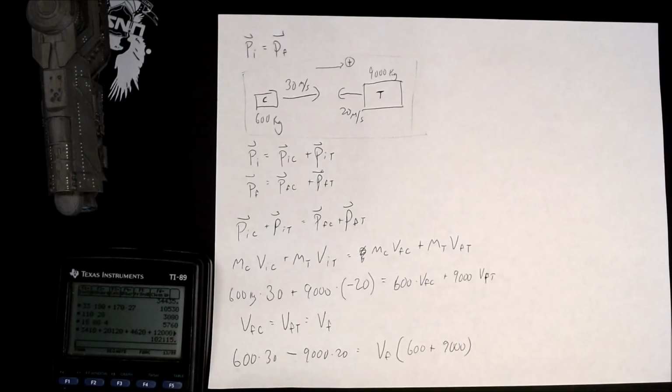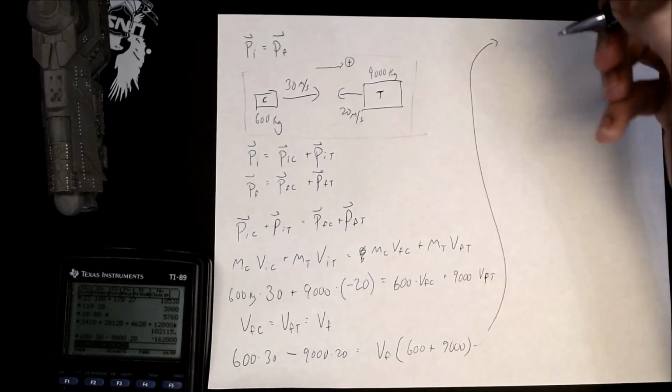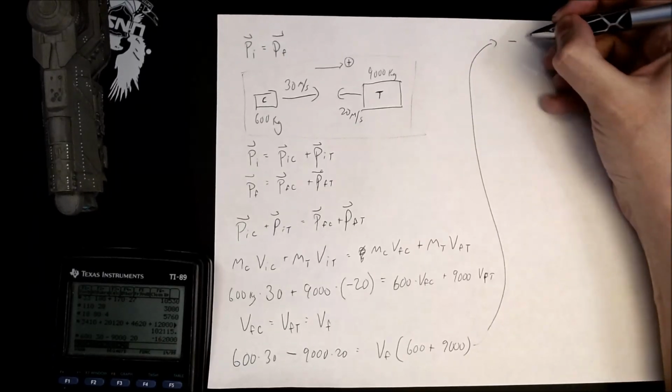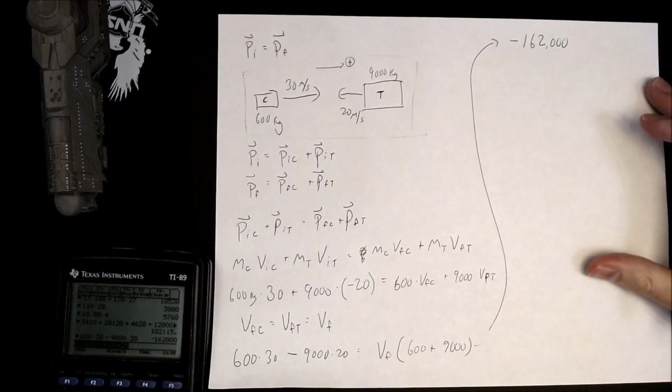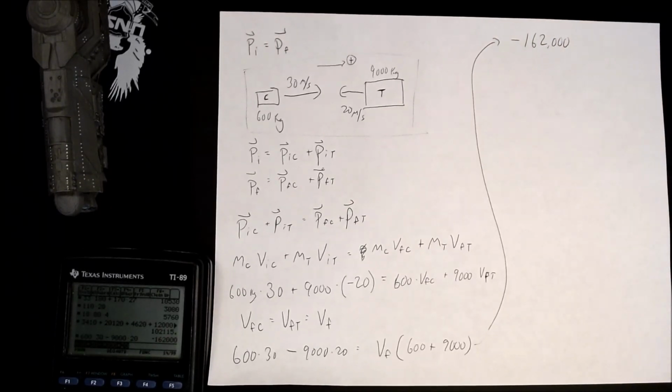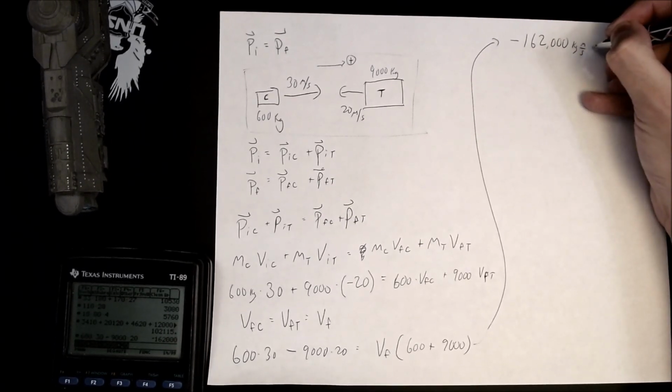All right, I decided to get my calculator in here because I'm kind of lazy. So we need to solve for v final from this equation. So we need to figure out all these things. 600 times 30 minus 9,000 times 20. It looks like the left-hand side of the equation is going to be negative 162,000. What do you think the units are on that? This is just momentum, so they should probably be kilograms meters per second.